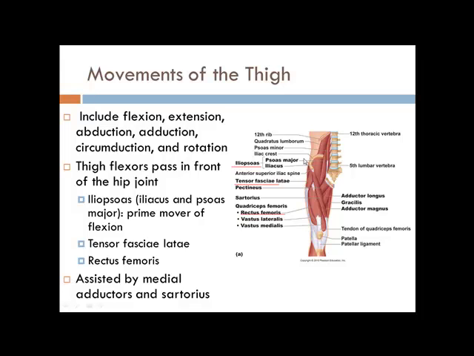So muscles of the thigh, big thing that they're going to do: flexion, extension, abduction, circumduction, so you can bring your arm around in a circle and you can rotate it also. The flexors will pass in front of the hip. The extensors will pass posterior to the hip. Like I said, your iliopsoas is going to be the main muscle of flexion. That is your filet mignon. So the filet gives you flexion. Tensor fascia lata and rectus femoris, these guys will help out, but the main mover is this iliopsoas.